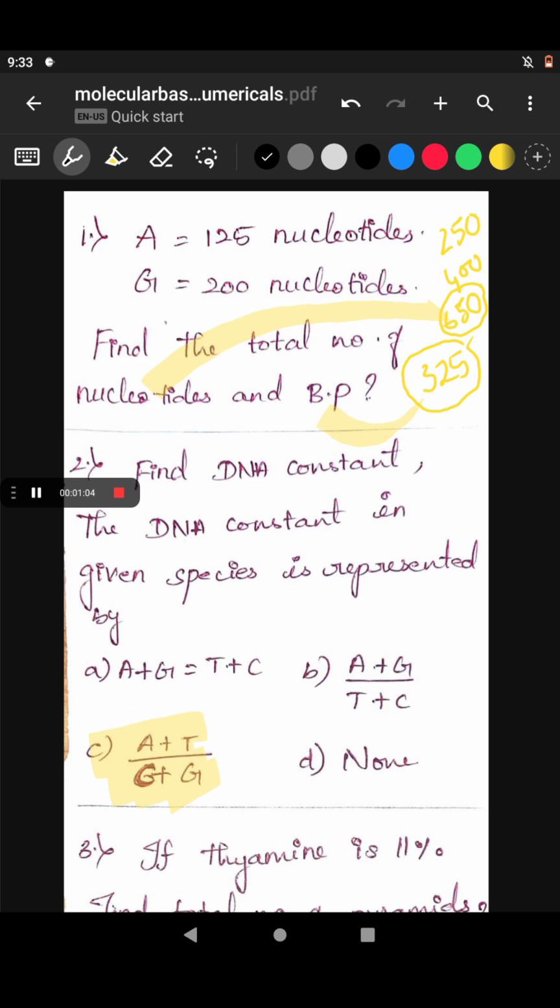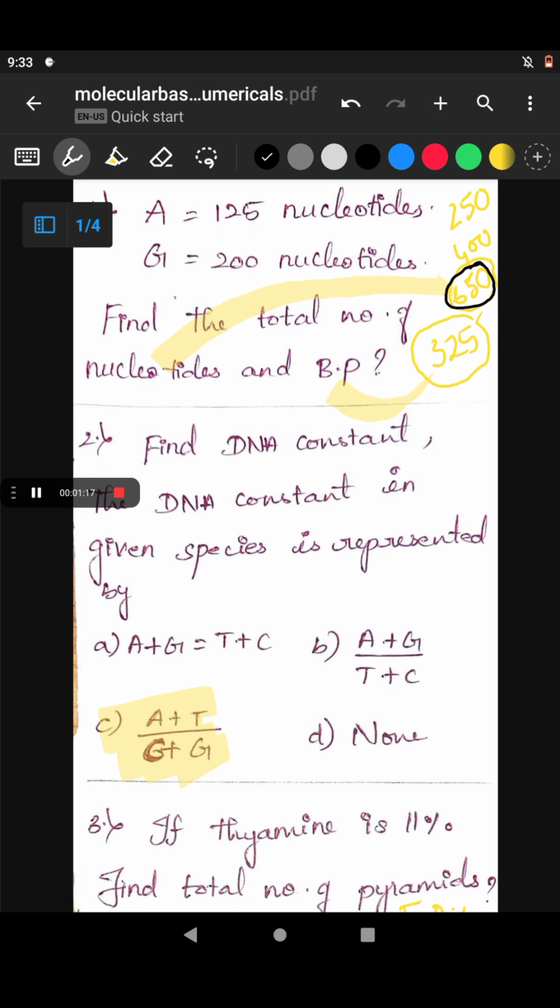The second question is find the constant. So 650 is the answer that we have here. Find the DNA constant. The DNA constant in a given species is represented by, see, Erwin Chargaff's base equivalence rule says that the amount of purine is equal to the amount of pyrimidines. That is, adenine always base pairs with thymine and cytosine always base pairs with guanine. But we don't get a constant there. We'll be getting the answer as A plus G divided by T plus C equals 1.